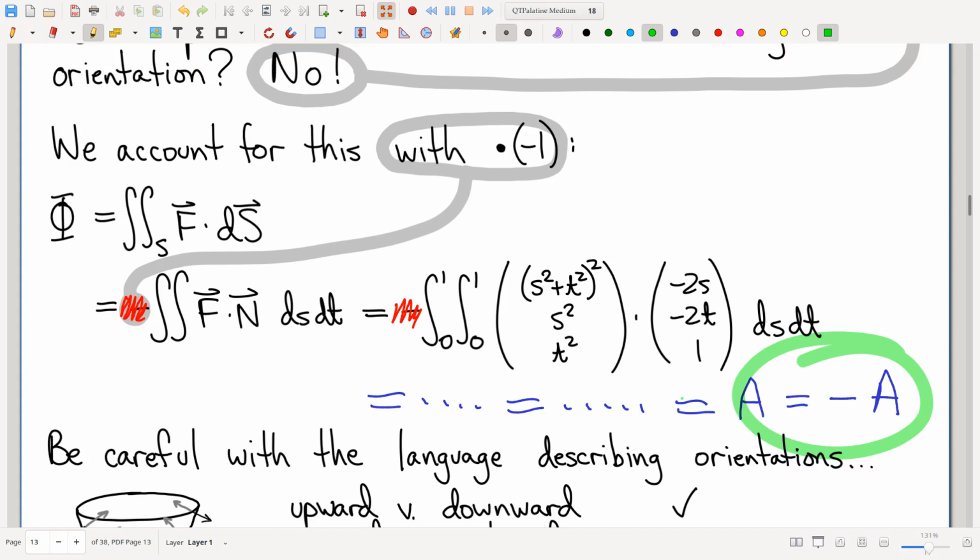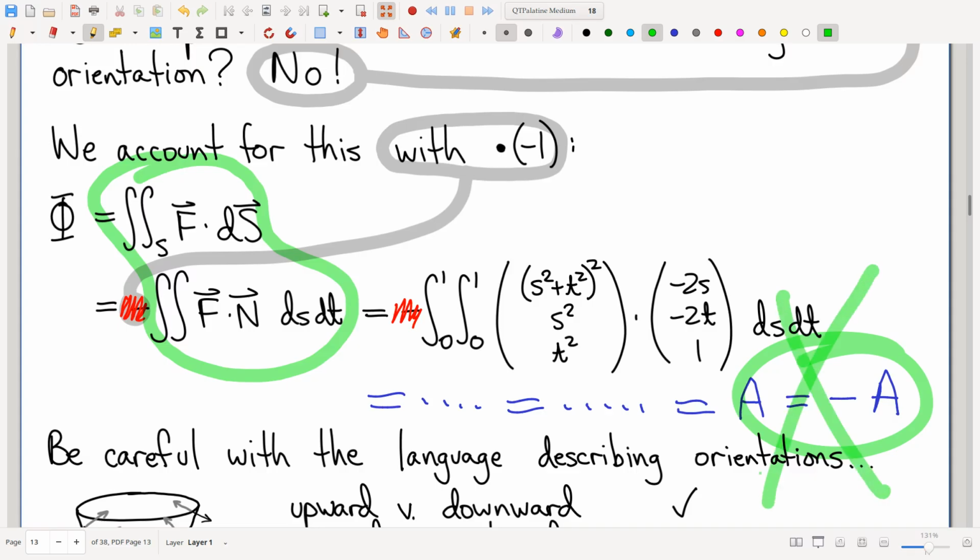There's another error here, which is in saying that these are equal. No, they are not. Not only are those not equal to each other, these are not equal to each other. dS is not capital N dS dt in this context. That ignores the fact that we parameterized upside down and that capital N is pointing the wrong direction. They're not the same.